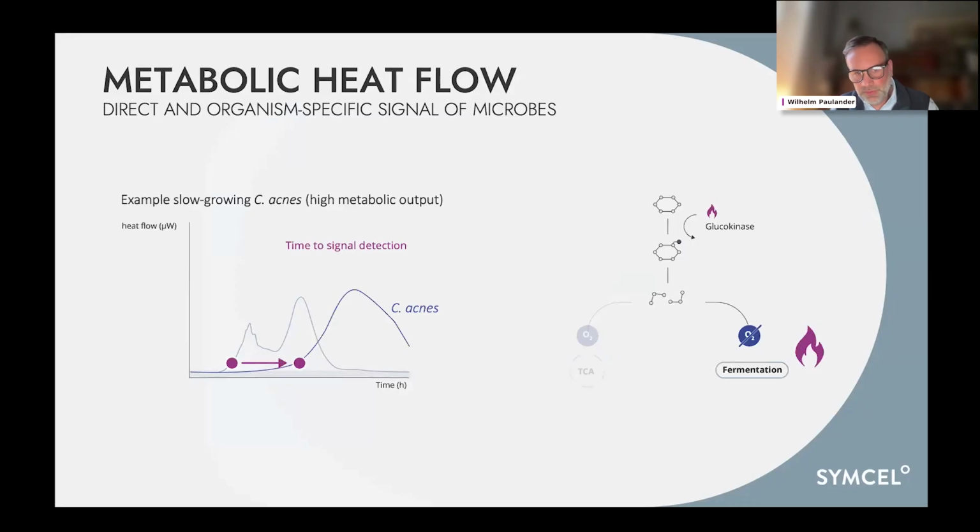As a third example, we can look at a slow-growing organism with a long generation time, but that produces a lot of metabolic activity. And I think C. acnes is representative of a lot of slow-growing anaerobic organisms that are relying primarily on fermentation. The advantage of relying primarily on fermentation is that it produces a lot of metabolic activity, and hence it's easy for us, or for a system like ours, to detect. So C. acnes, even though it's slow growing, can be detected very fast in a system like ours.